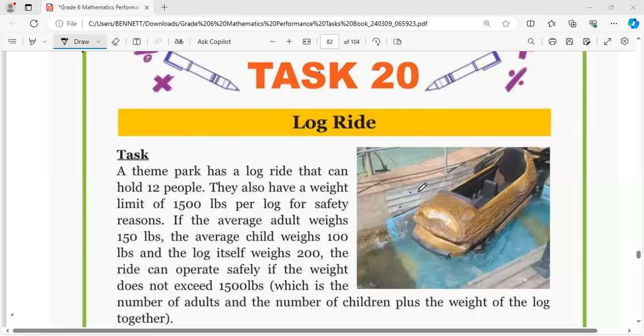Sir, I understand that if the adult or a child is over 1,500 pounds, they cannot go on the log because of safety reasons. Okay. Anyone else? Abby, you're a bit low, sometimes it's hard to hear you.